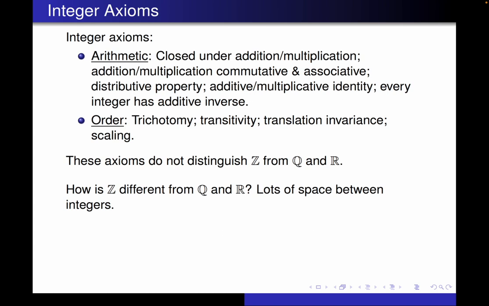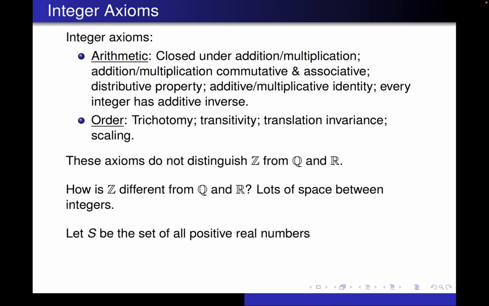So in the integers, you have this notion of consecutive integers, one that comes right after the other with nothing in between, but you don't have that in Q and R. So our new axiom is going to pick up that idea of having space between consecutive numbers.